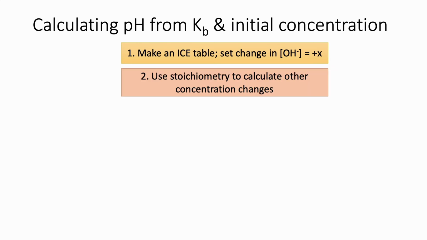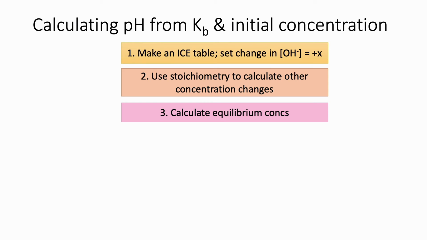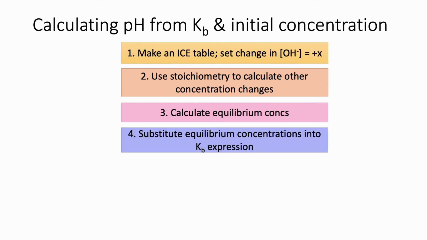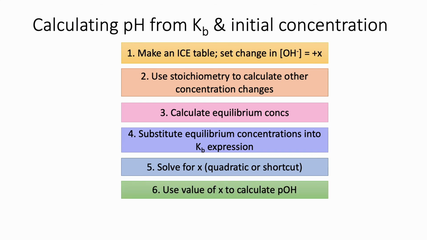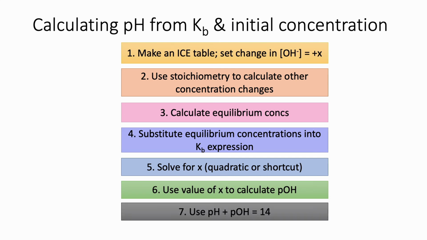Again, we use stoichiometry to calculate our concentration changes. Then we calculate the equilibrium concentrations, substitute those concentrations into our Kb, solve for X, and again we get the choice of using the quadratic equation when necessary, or the shortcut if possible. Once we have our value for X, we can then calculate our pOH, and then use the relationship between pH and pOH to get the pH value. So let's try that on a problem.